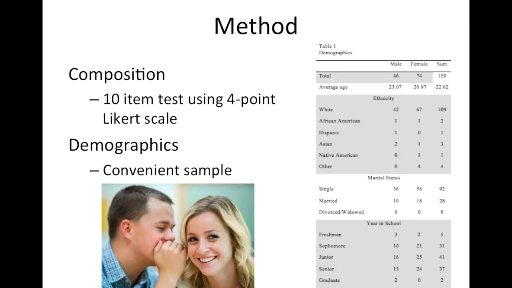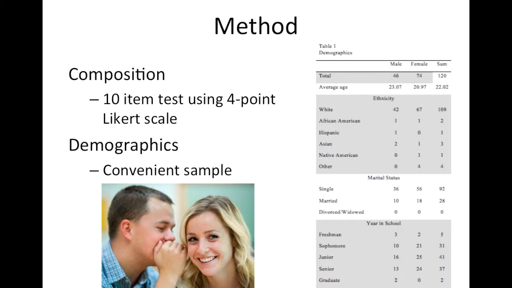Composition for the Optimistic Student Index. It's a 10-item test using a 4-point Likert scale. An example of a question included on this test is, "I often doubt my initial feelings about which answer is correct on a test." The participants could then respond with strongly disagree, disagree, agree, or strongly agree.